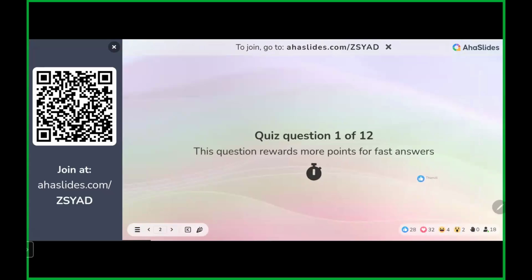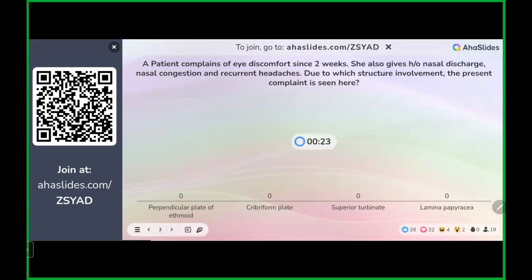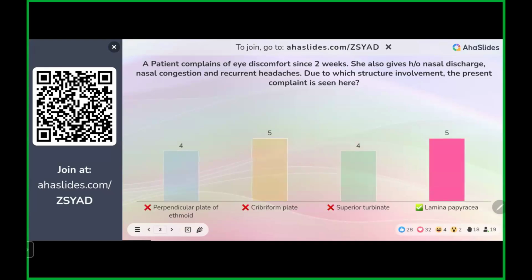A patient complains of eye discomfort since 2 weeks. She also gives history of nasal discharge, nasal congestion, and recurrent headaches. Due to which structure involvement is this complaint seen? And these are your four options. The time starts now. Eye discomfort often screams orbital complications, but keep in mind that ethmoid-related structures are commonly involved.